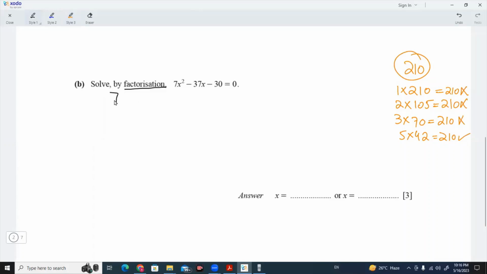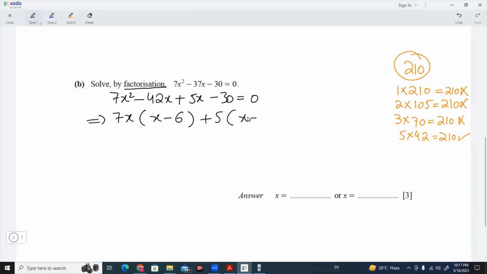So what are the signs? Sign of the bigger factor must be negative because the middle term has a negative sign. So 42x will be negative and 5x will be taken as positive, equals to 0. So factorization by grouping, 7 and 42 are in the same table. 7x is to be taken as common, x minus 6. Third term sign is positive, so 5 is to be taken as common. X minus 6 times 5 equals to 0. So in the brackets, the terms are same. So write down x minus 6 times 7x plus 5 in the other bracket equals to 0.